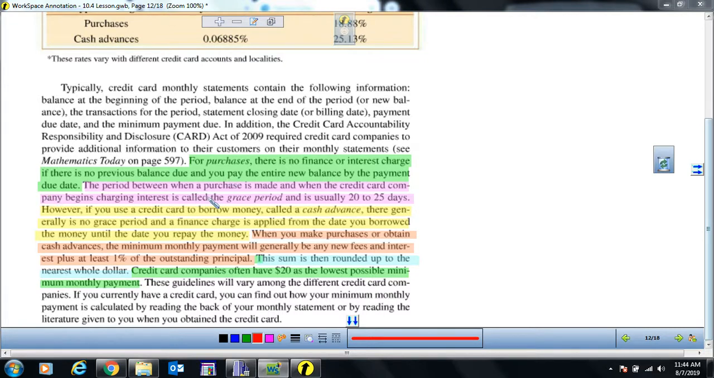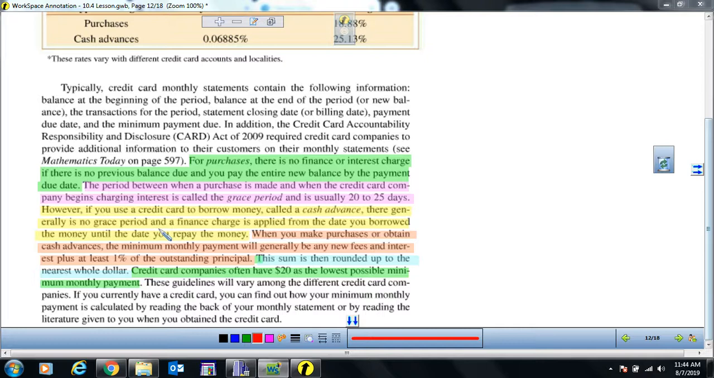The period between when a purchase is made and when the credit card company begins charging interest is called the grace period, and it's usually 20 to 25 days. However, if you use a credit card to borrow money, called a cash advance, there generally is no grace period, and a finance charge is applied from the date you borrow the money until the day you repay the money. So when you purchase things, there is a grace period of 20 to 25 days where you're not charged finance or interest if you had no previous balance. After the 20th or 25th day, they start charging you interest on the amount you used to purchase something with your credit card.